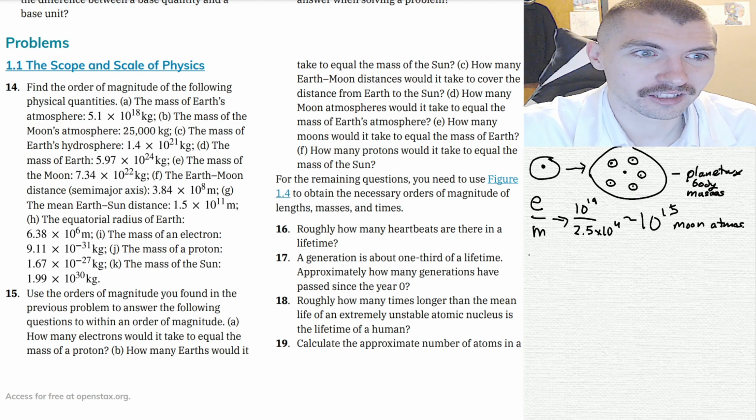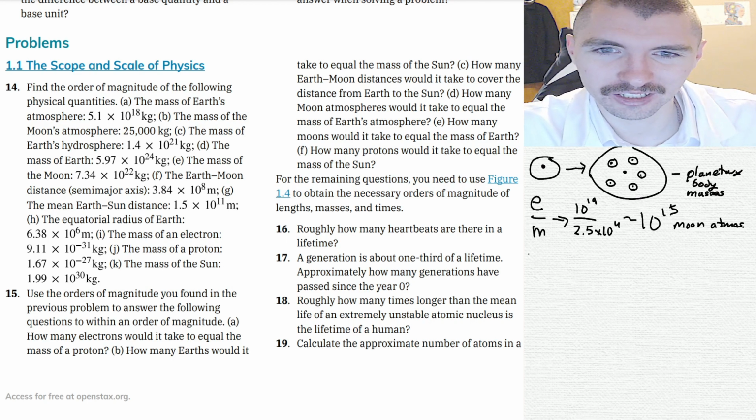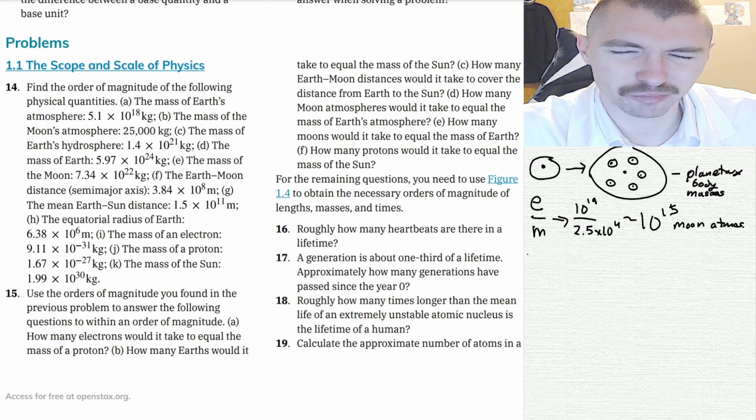And not only is that faster than going to the back of the book and checking the answer, it's probably even better than what the book would have suggested.